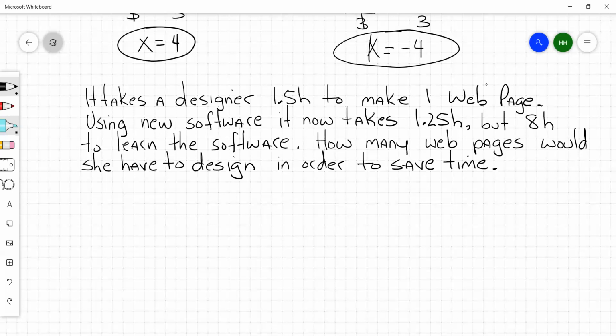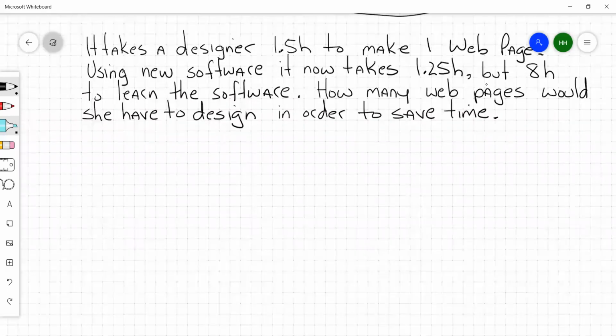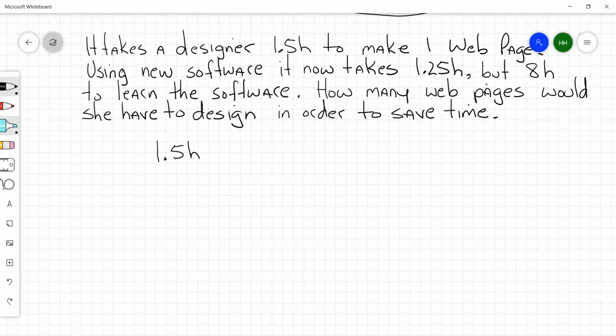Okay. So here's your setup. We're going to take this current design time, which is 1.5 hours, and we're going to make it equal to the new design time, which is 1.25 hours.